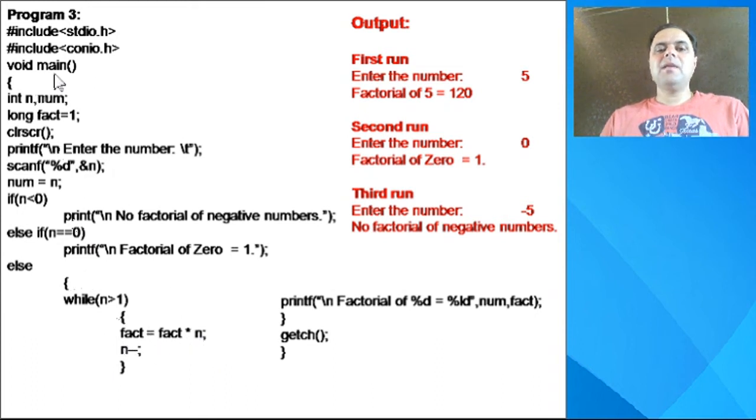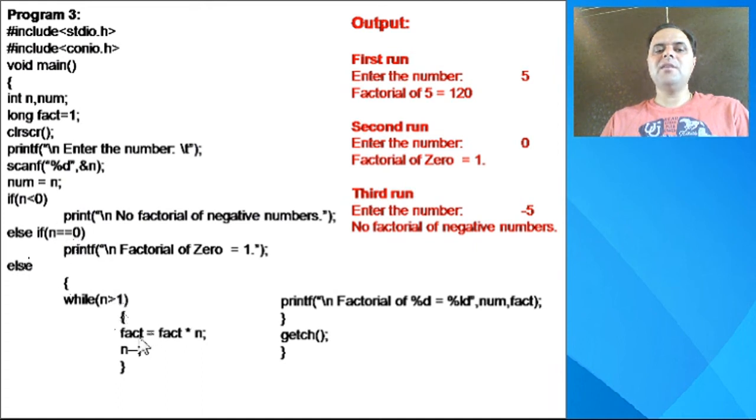For example, n minus minus, and the value of factorial will be printed here. So let's execute this program. First I have entered 5. Enter the number, I have entered 5. So 5 is not less than 0, this will be false. 5 is not equal to 0, this will be again false, so it will go to the else part.